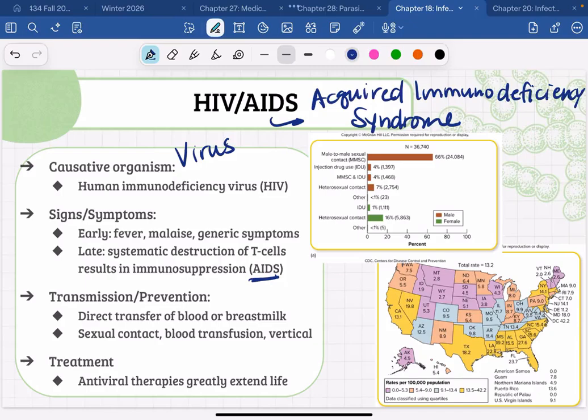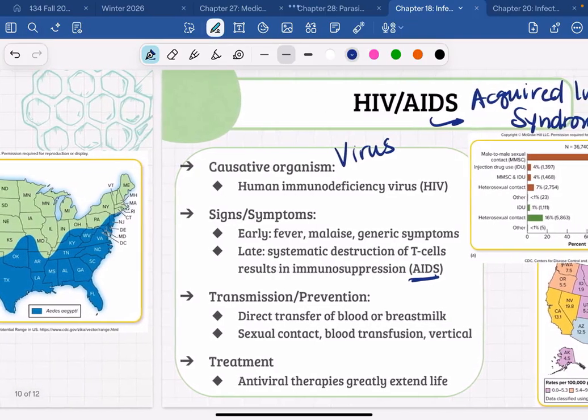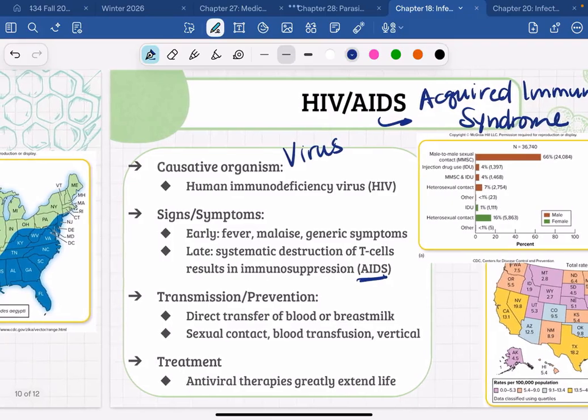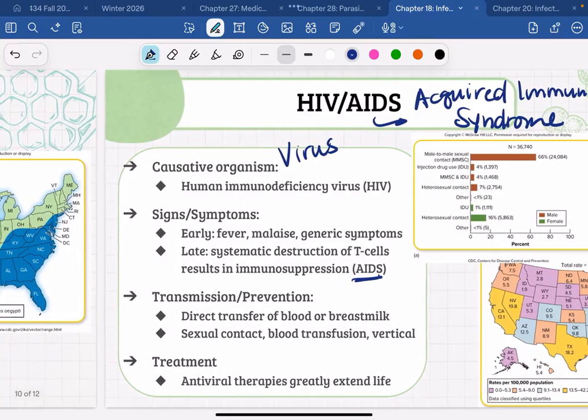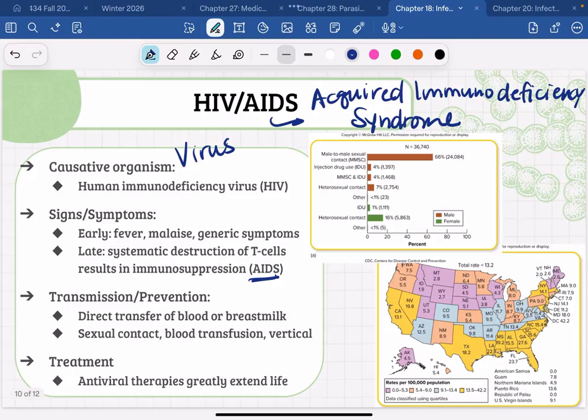Okay. Now, transmission of HIV is transmitted directly through blood or breast milk. It is not present, or it is present in very small amounts in sweat, urine, saliva, stuff like that, but it is not known to be transmissible through those. HIV is not known for surviving very well outside of a human body. So usually the only way that it is going to be contracted is through direct transfer of blood or body fluid from one person to another, okay? Through either blood or breast milk.